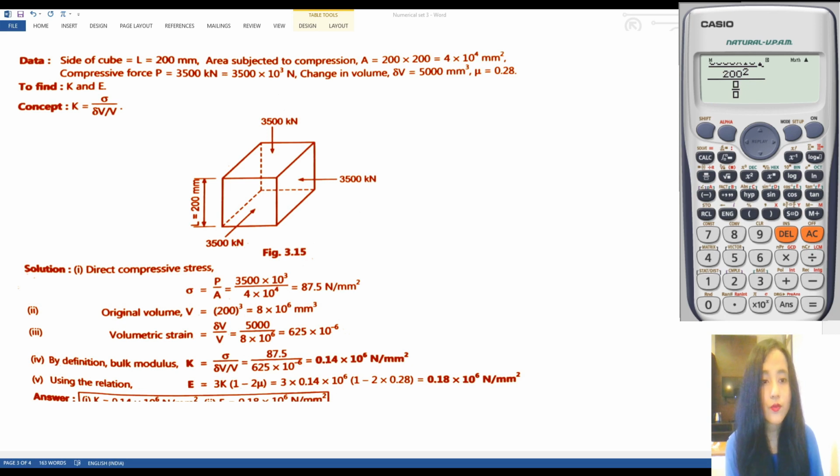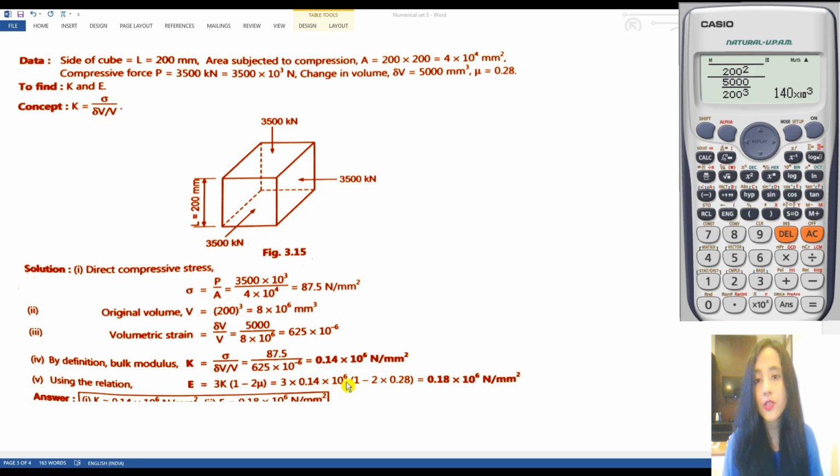Change in volume is given as 5000. The original volume will be equal to side cube, which is 200 cube. So this is coming equal to 140 into 10 raised to power 3. Again here, if we move the decimal point 3 times in front, we will get 0.14 into 10 raised to power 6 Newton per mm square. The value that you are seeing in the calculator and the value that is written here are the same.